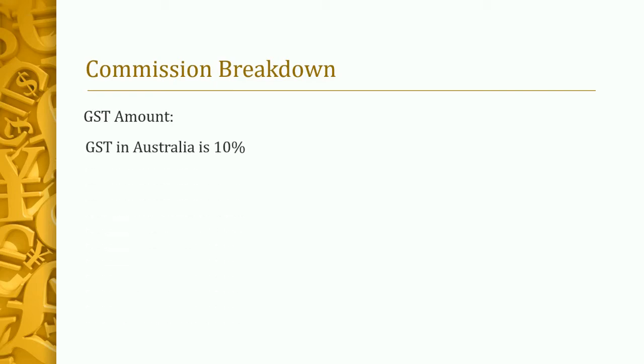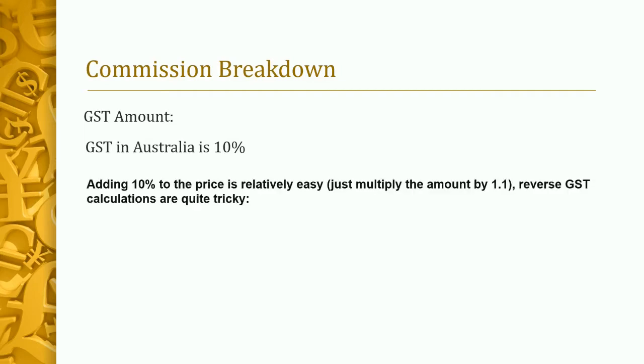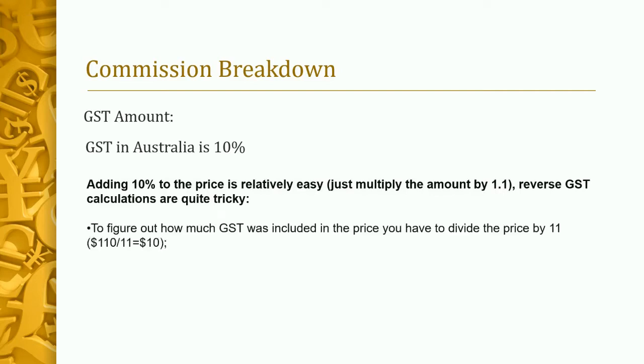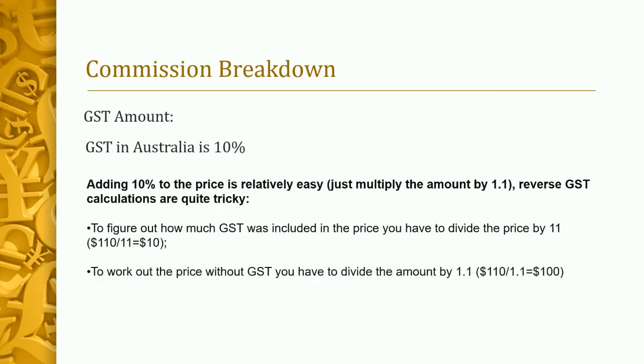When we are looking at the GST, it is 10% in Australia. If we know that we are charging a commission of 3% plus GST, then it is as simple as adding 10% to the figure. However, when we need to find out how much GST is in something, we have to divide by 11. So that is something that we need to remember as a rule of thumb, dividing by 11 to get our GST amount.